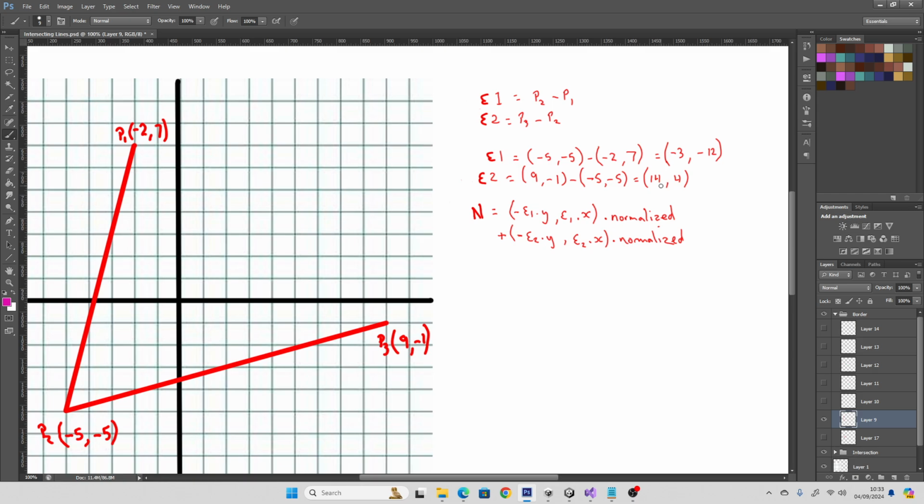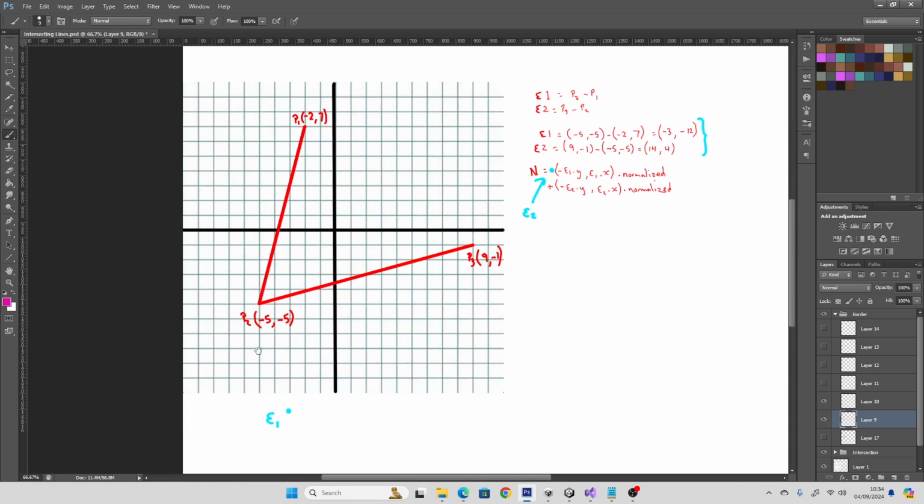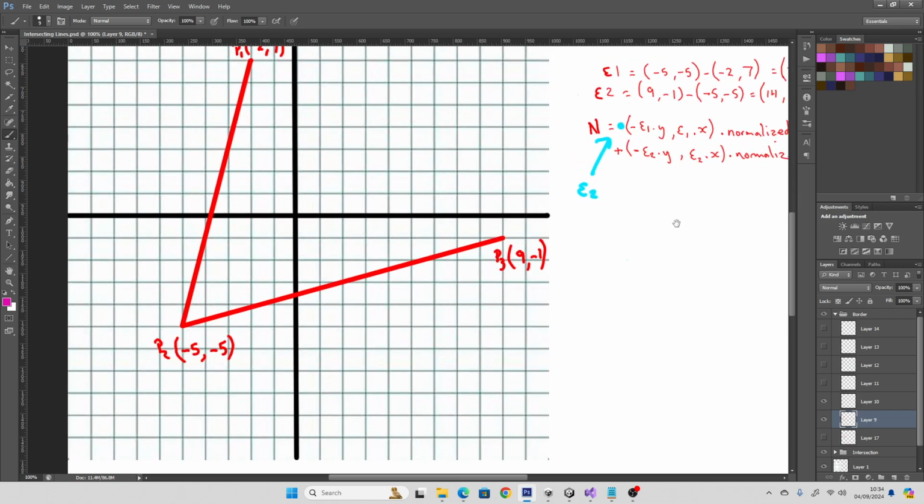And then we are going to find our normal. To find the normal is going to be taking the first point that we found. And if I map those points, we are going to find that one is all the way down here and one is all the way up here. So that's E1 of minus 3, minus 12, and E2 of 14, 4. Right now, it doesn't look like they make any sense. But the second we go to look for the normal, we're going to be using those.